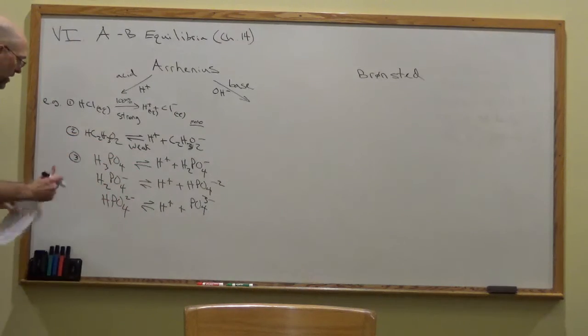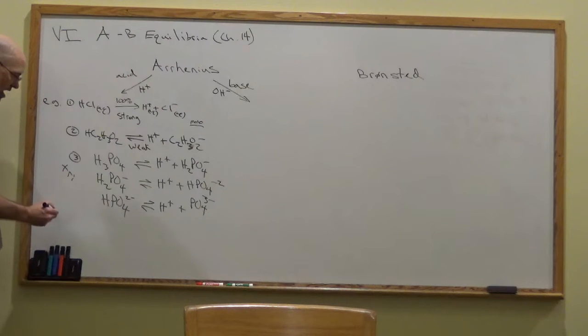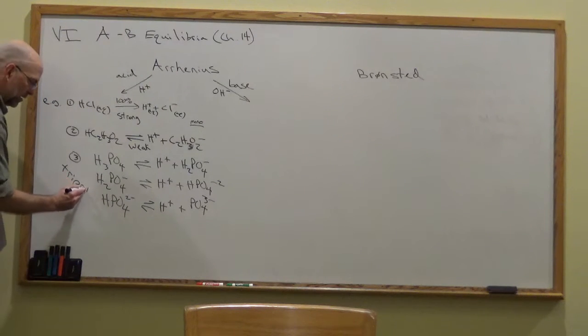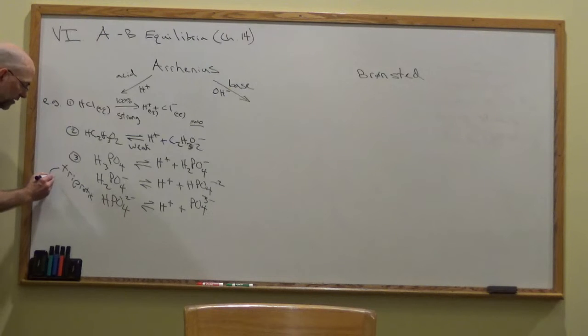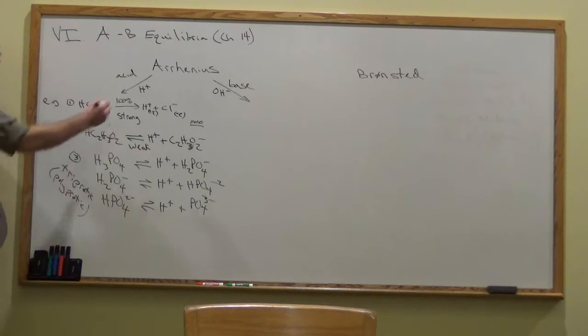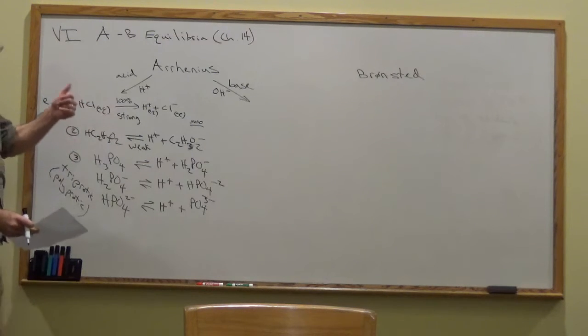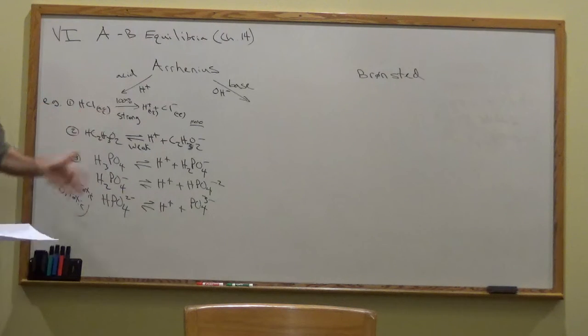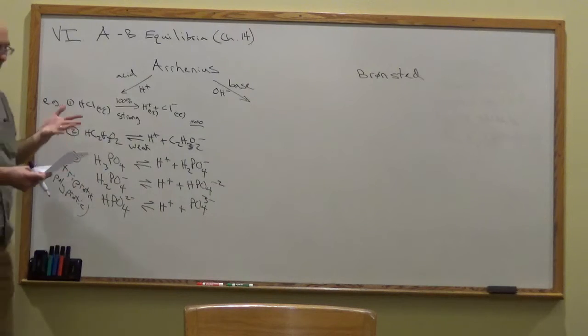So this is actually called a triprotic acid, or more in general, polyprotic. So you have monoprotic and polyprotic. Di, tri, and that's really about all we're going to deal with here. So those are some examples.